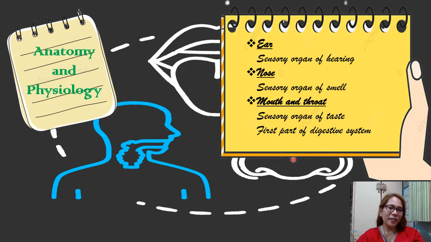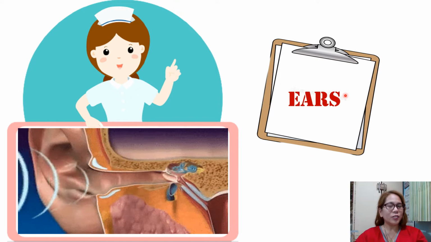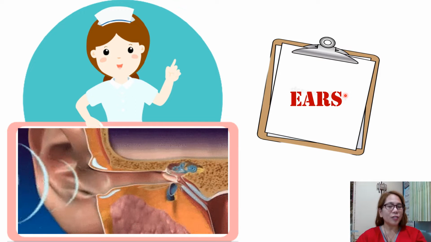Alright, so let us have a review of your anatomy and physiology of the ear muna tayo. Okay, so you know that your ear is your sensory organ used for hearing, and then the nose is your sensory organ of smell. And your mouth and throat is your sensory organ of taste, and this is the very first part of your digestive system. Okay, so let us talk first about your ears.